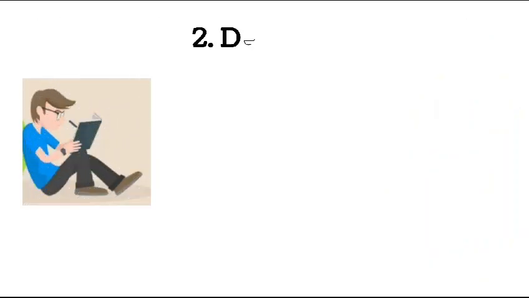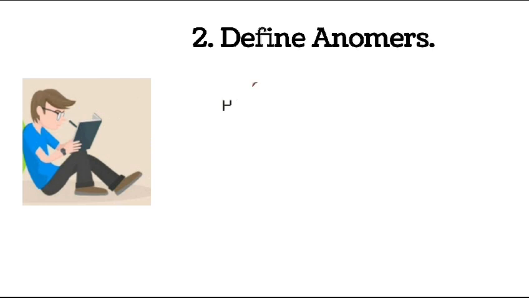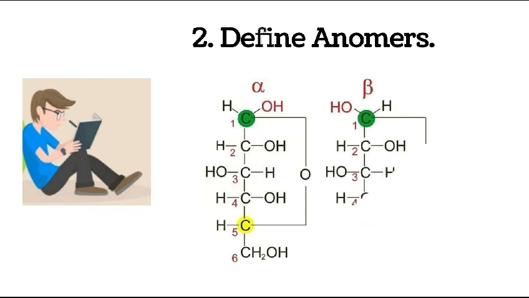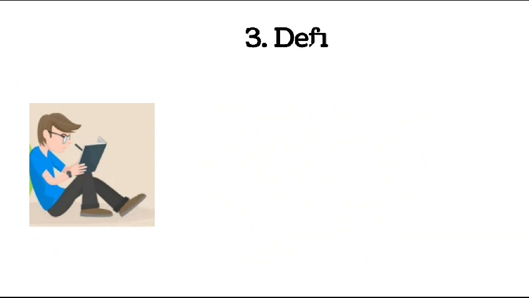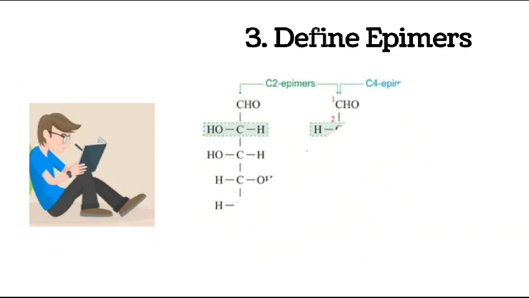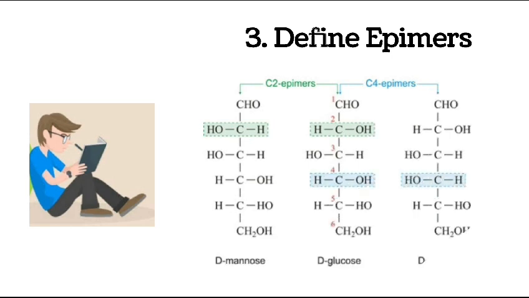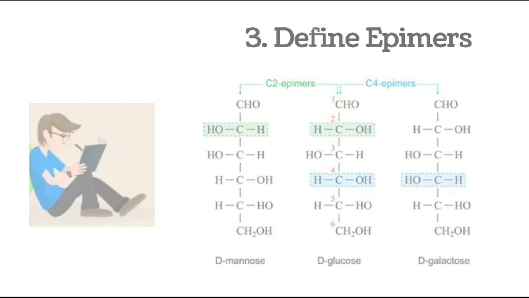Second type, define the anomers. These will be in a short form. So the question itself shows how you have to define the anomers. Here it gives alpha and beta. Put a sketch, that means a diagram, and write it. The next is also a definition, epimers. What is epimers? You just write it and give an example with a sketch. That means the diagram is important.